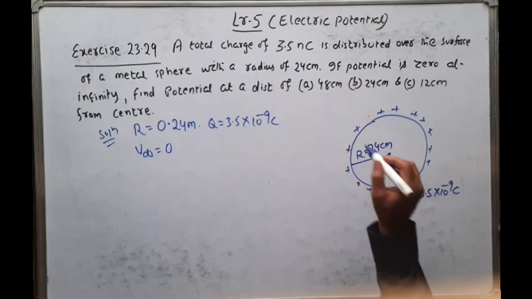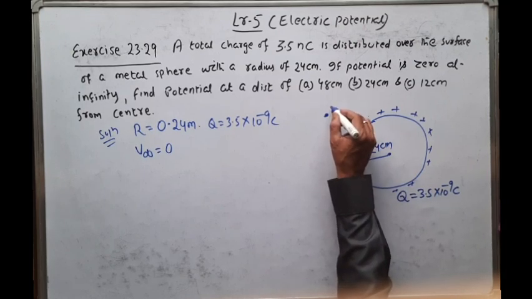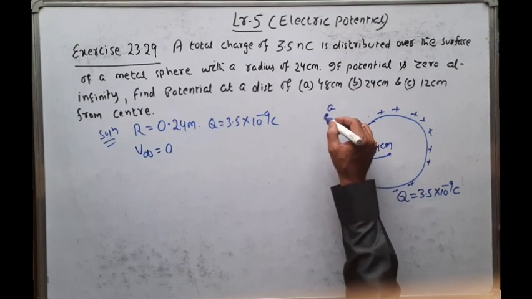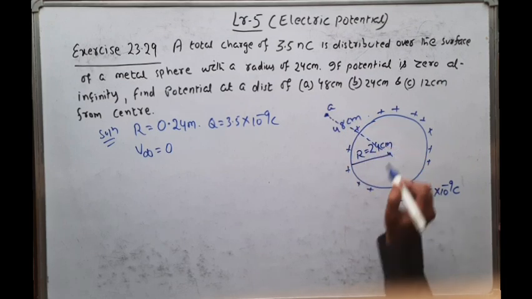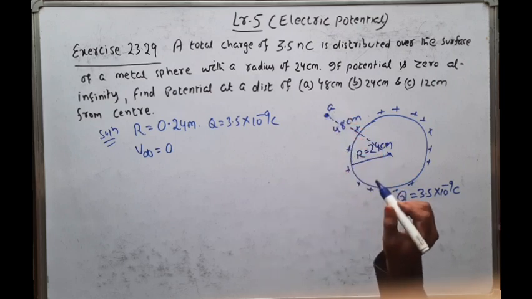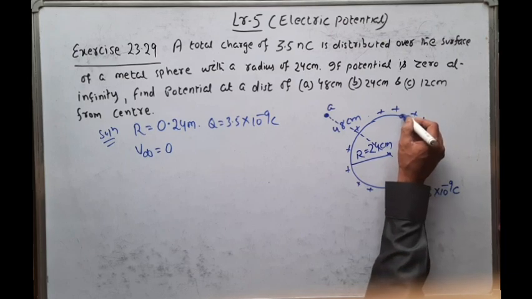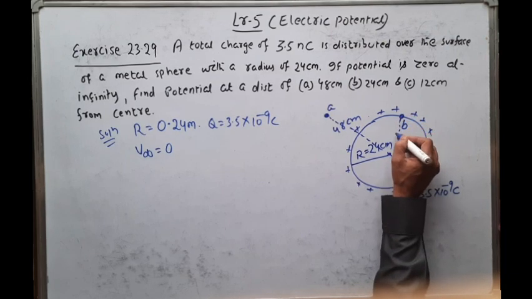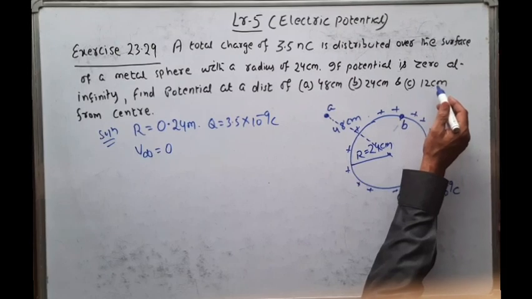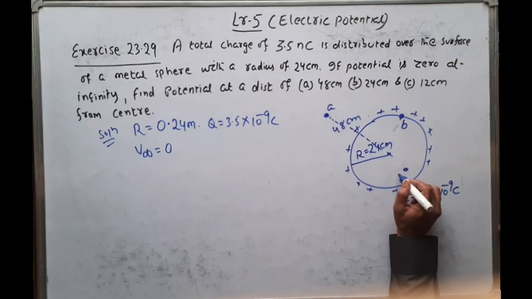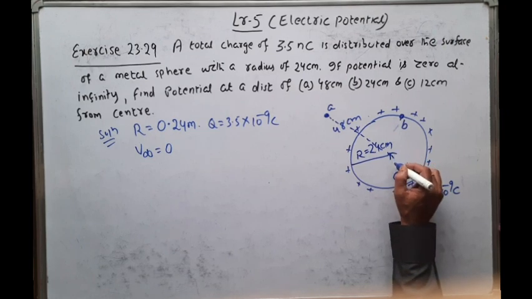Suppose first point is 48 centimeter, so radius is 24 centimeter. That means this point, let us say this point is your A. So this A point is at what distance? 48 centimeter from the center. That means this A point is the external point. Similarly, you have to find potential at 24 centimeter. So radius is 24 centimeter means the point B is lying on the surface. Point B is lying in the surface. And you have to take potential at 12 centimeter, which means 12 centimeter is the inside point. So here the distance between the center to the C point is what?